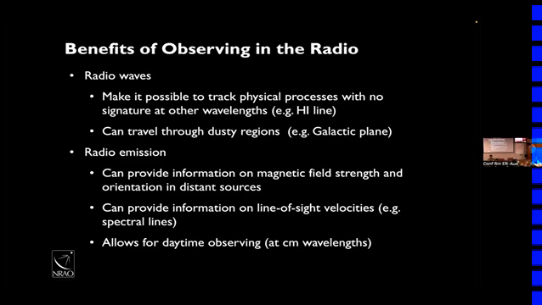Okay, so why observe with radio waves? We've talked about the history of radio astronomy. Well, radio waves not only make it possible to detect things that you can't get at other wavelengths, there's really no other way to observe neutral hydrogen. That's it. So if you lose that capability, you can't look at neutral hydrogen anymore. That's a big loss. But radio waves also do a very good job of traveling through dusty regions.